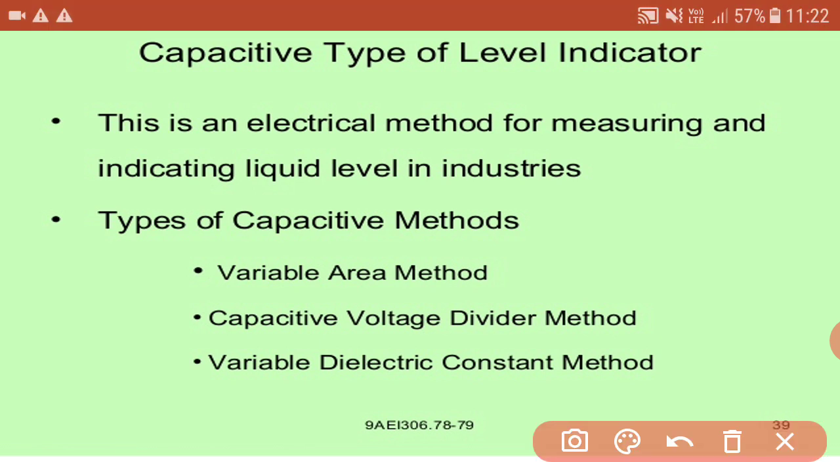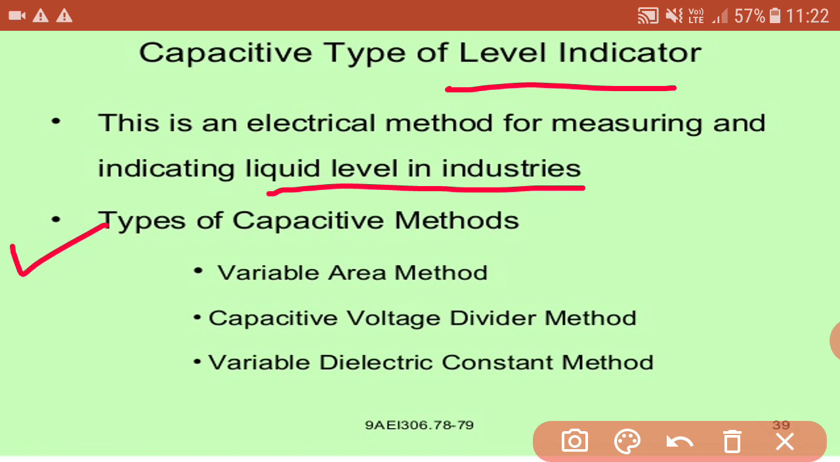It is also called a capacitive level indicator. This is an electrical method for measuring and indicating liquid level in industries. Types of capacitive methods: there are three types of methods for capacitive type level indicator. One is the variable area method, another is the capacitive voltage divider method, and the third is the variable dielectric constant method. So these are the methods we are going to discuss in some detail.